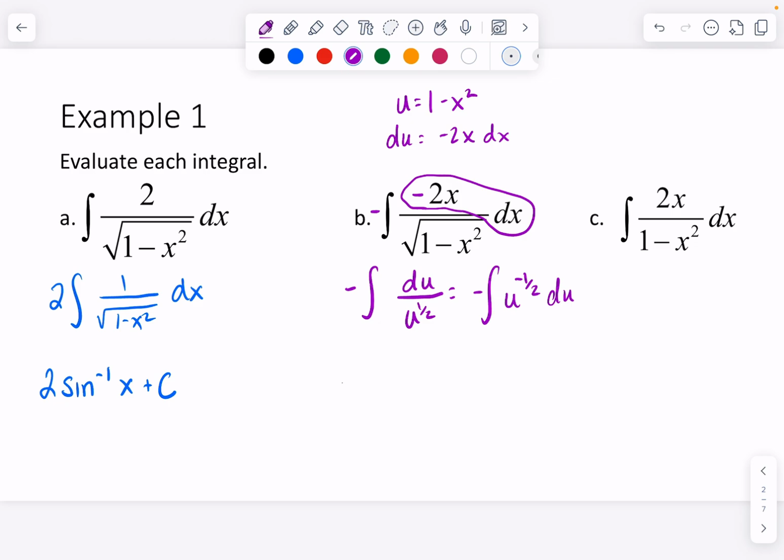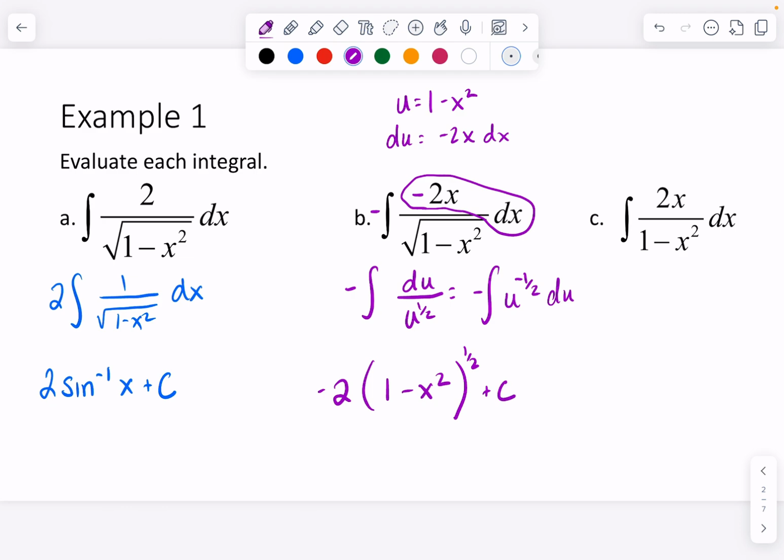Okay, so then I have the negative of u to the 1/2, 1 over my new exponent. Oh, I got too aggressive. I need to erase that and put in a 2. My u is 1 minus x squared. And then don't forget your plus c.